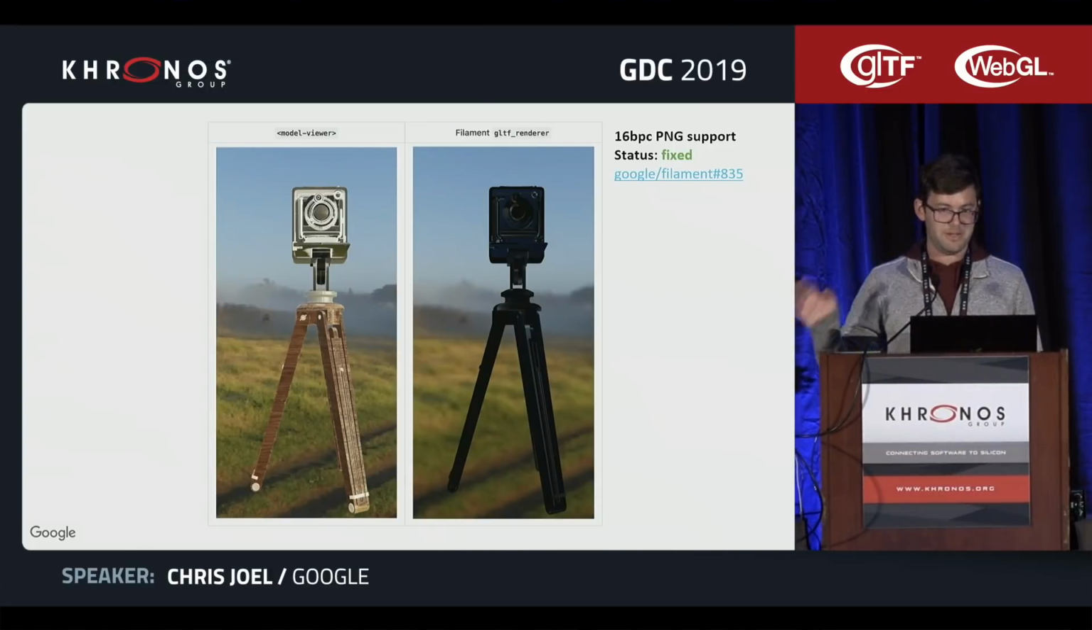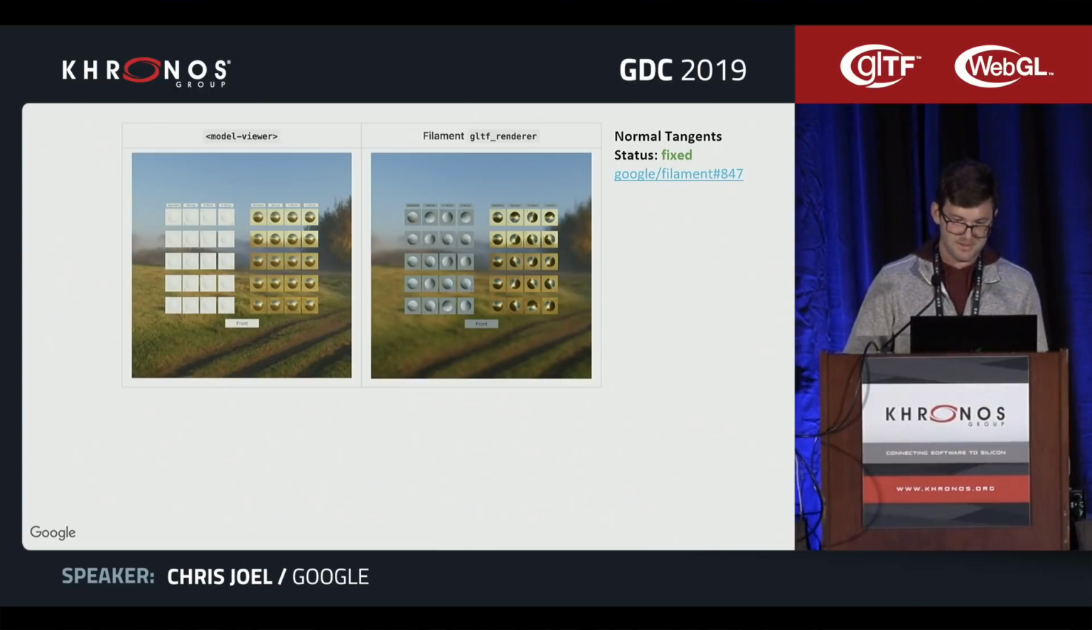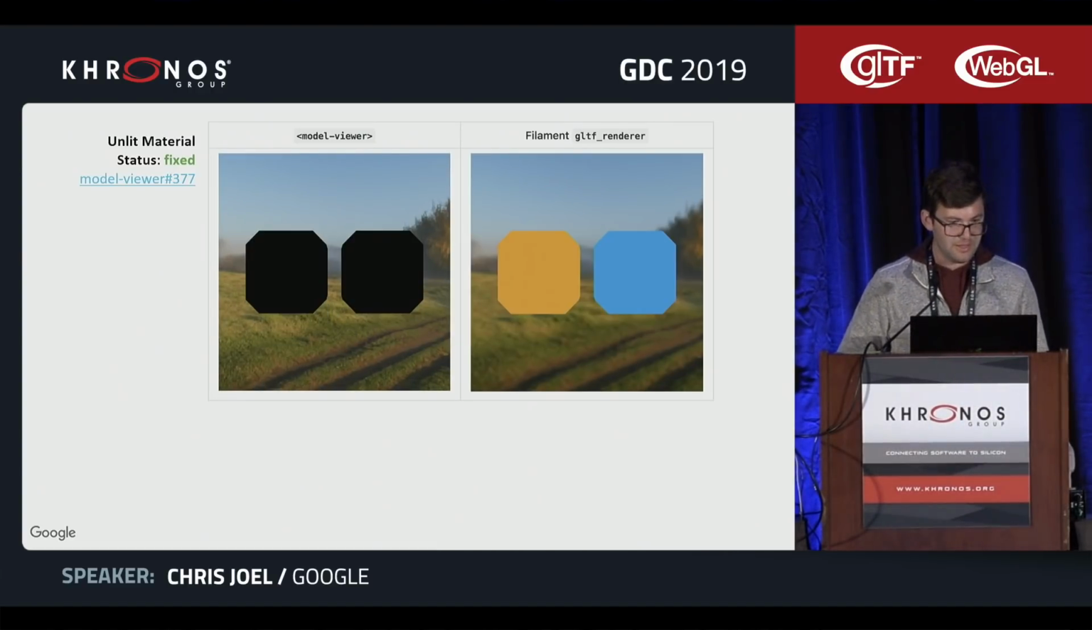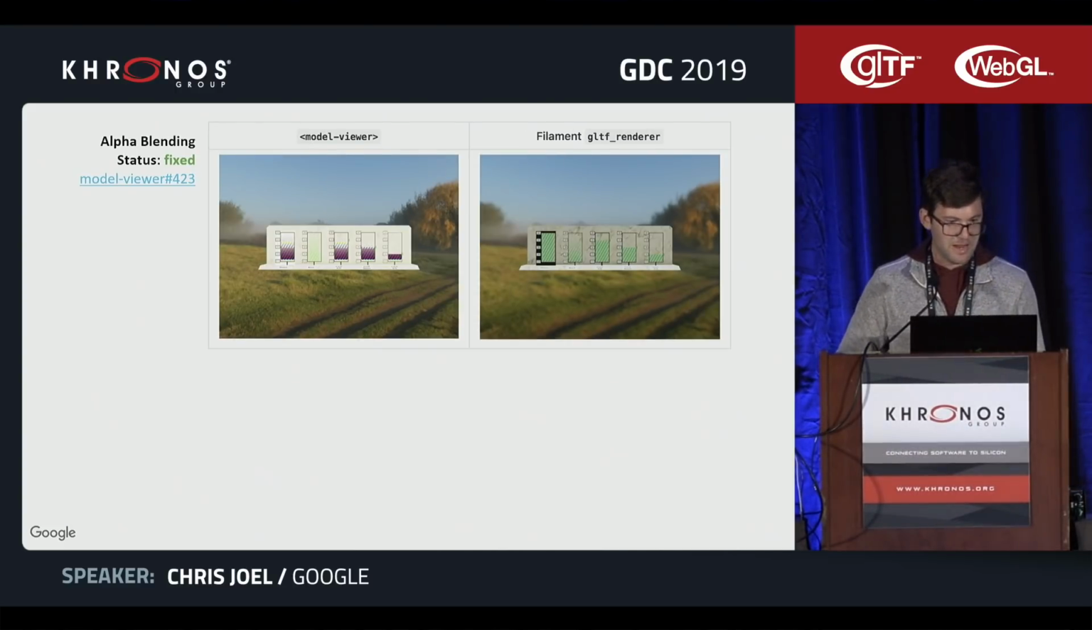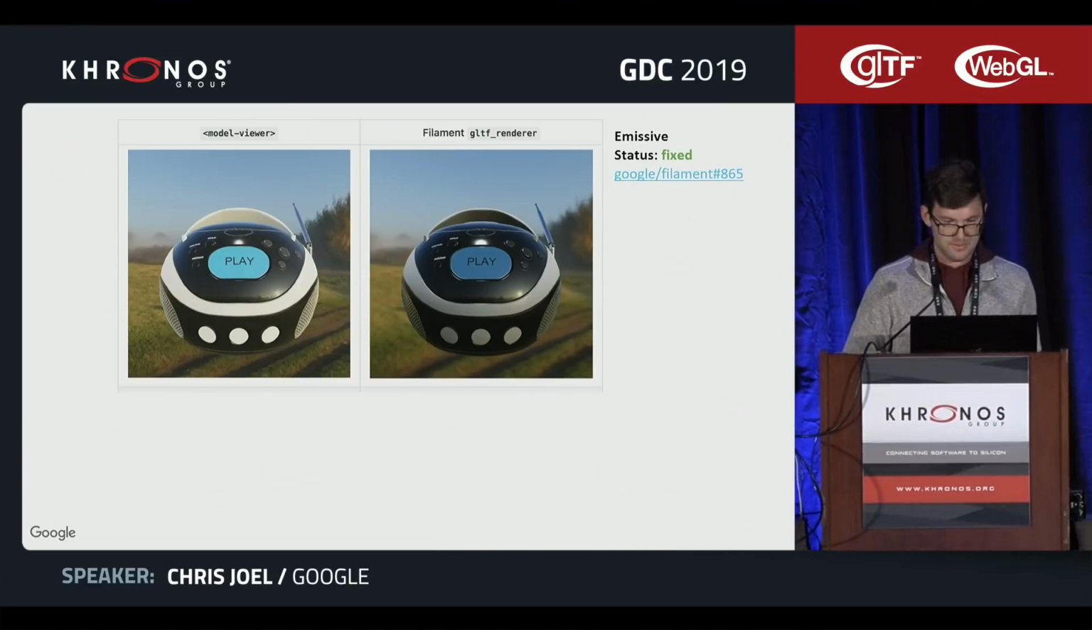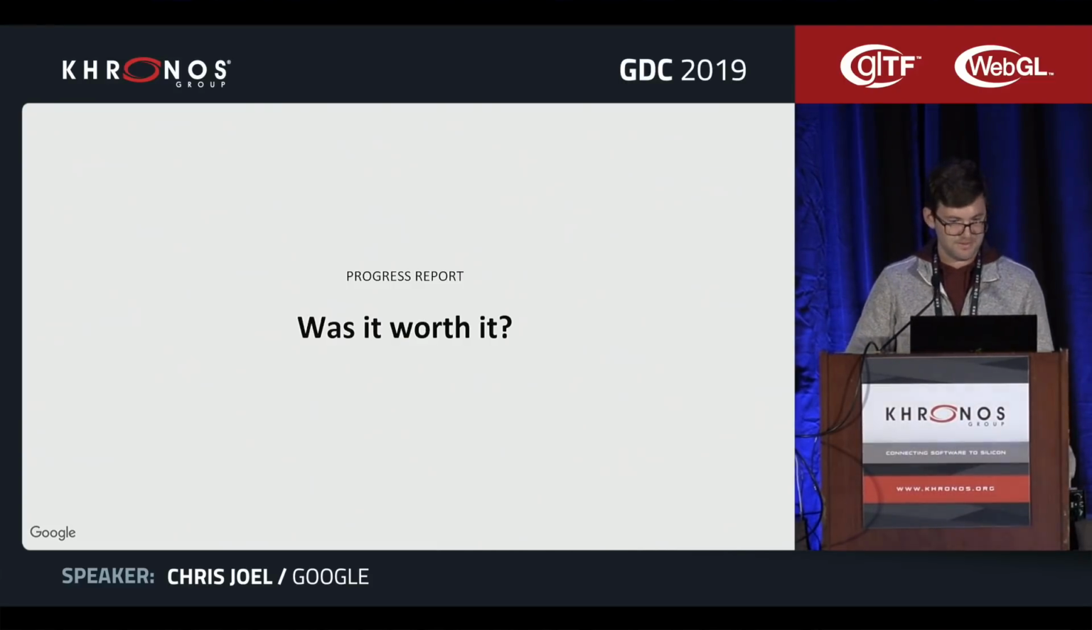So it turned out filament didn't have good support for 16-bit per channel PNGs. That's been fixed. They didn't have support for normal tangents, been fixed. Unlit materials, turns out we weren't doing the right thing, it's fixed. Alpha blending support, fixed. And emissive that I showed you in that slide earlier, fixed.